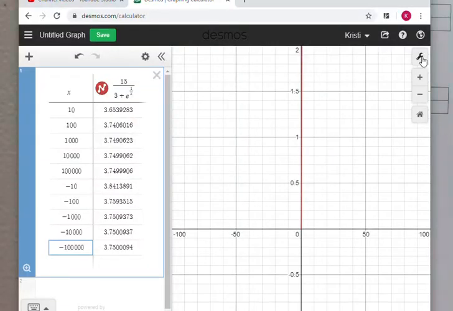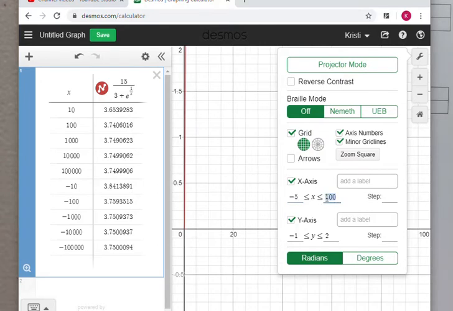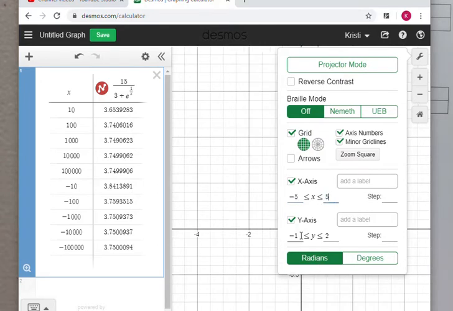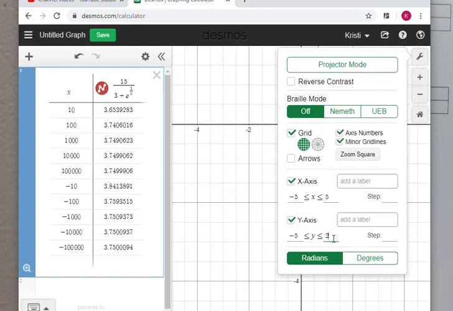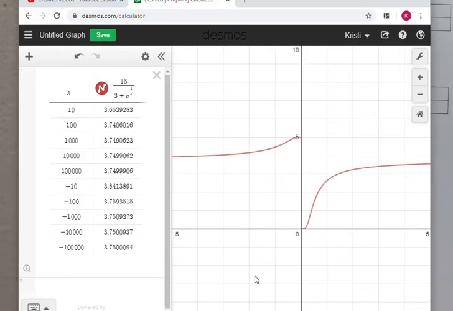I'm going to go ahead and change my values here this time, my window, so I can see this a little bit better. Let's go ahead and go from, I don't know, we'll go from negative 5 to 5 on the x-axis. I'll change that if I don't like it later. And we'll go from negative 5 to 10 on the y-axis. And just see what that looks like. And there we go.